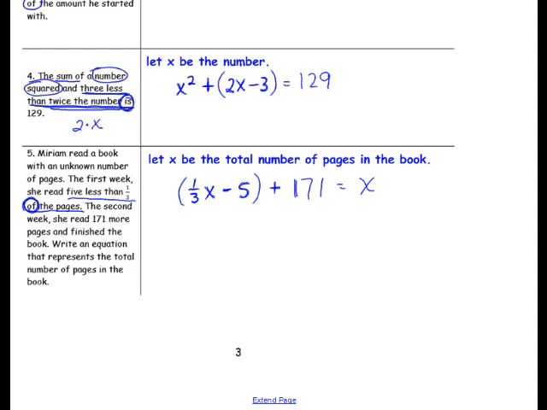So we add 171. This represents the first week. This represents the second week. Then she finished the book. So we know that that is the total number of pages in the book.